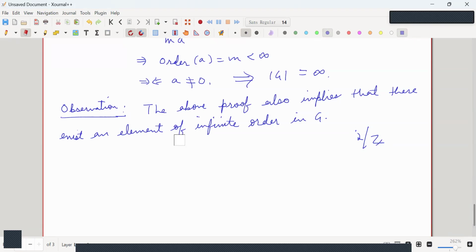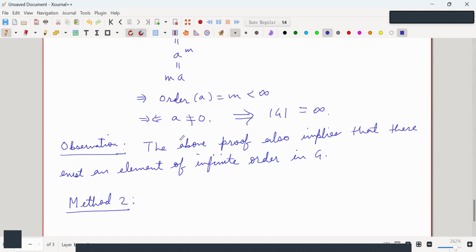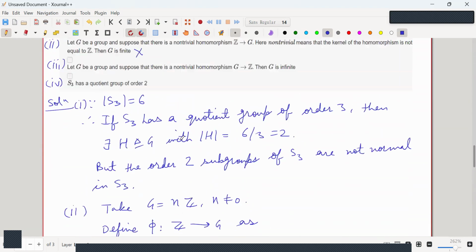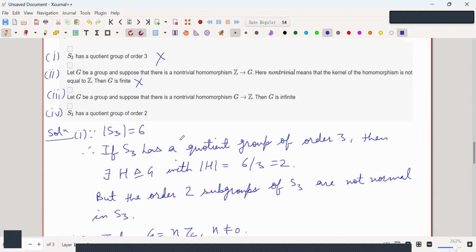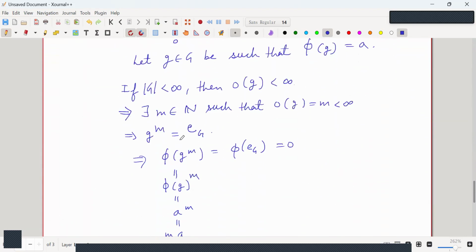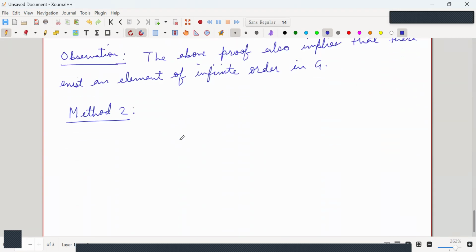Okay. Now, this is a simpler method, but we won't get this observation through that. So it says, this means if there is a non-trivial homomorphism, that means that there will be some kernel, right?